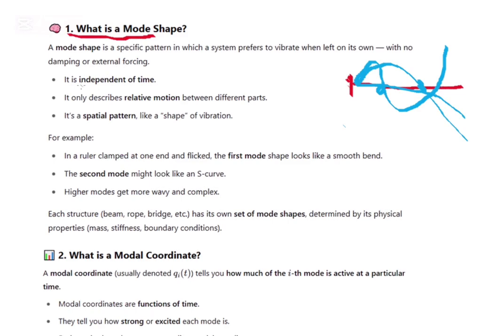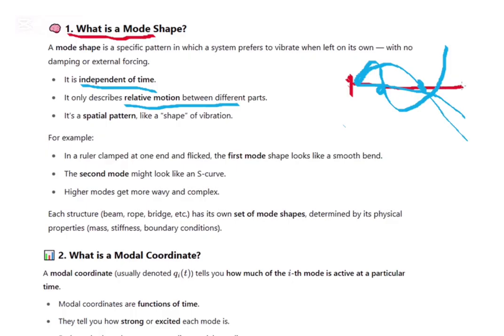Okay, so it is independent of time. So it's going to be a fixed pattern. Always the first mode will deflect like this, the second mode will be like this, and the third mode will be like this. Fourth mode, higher modes, different curvy patterns will come. It only describes the relative motion between different parts. So what is it doing? It's doing only the relative motion of the points.